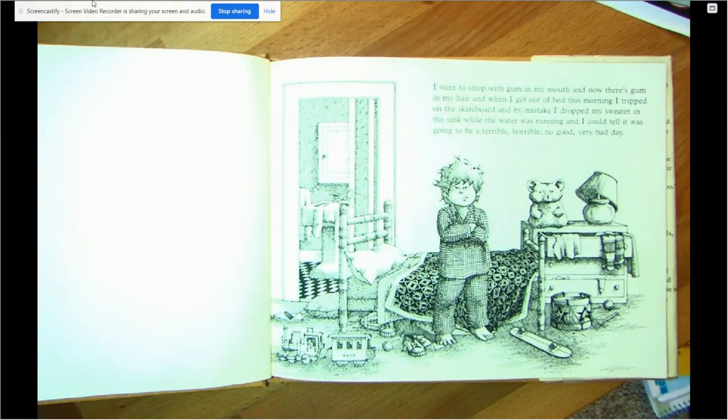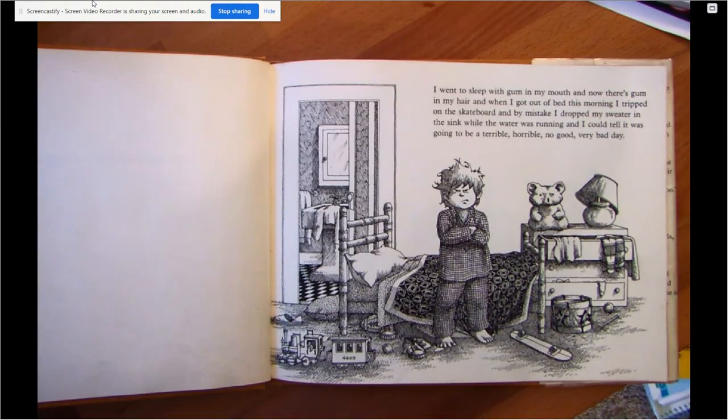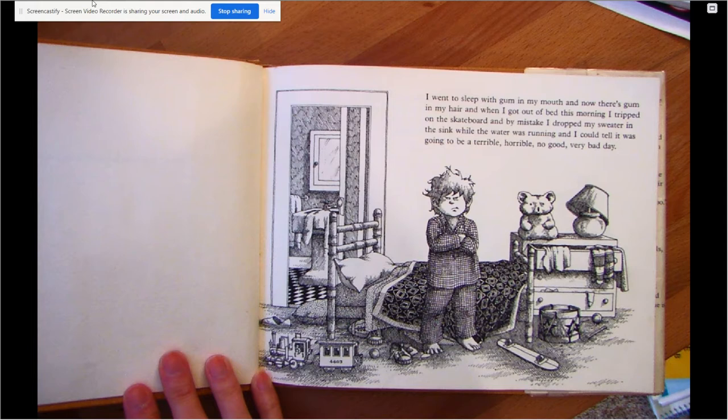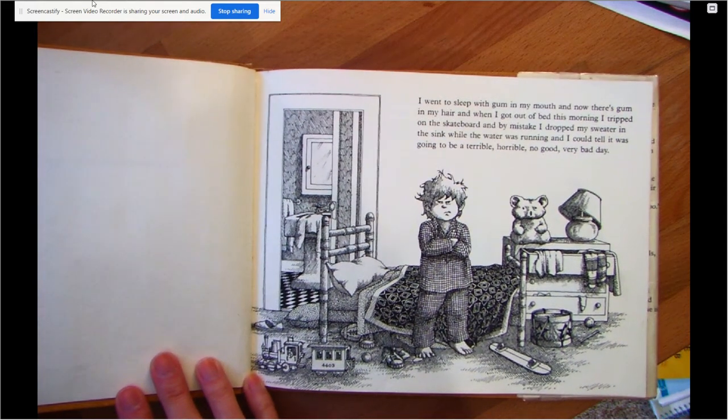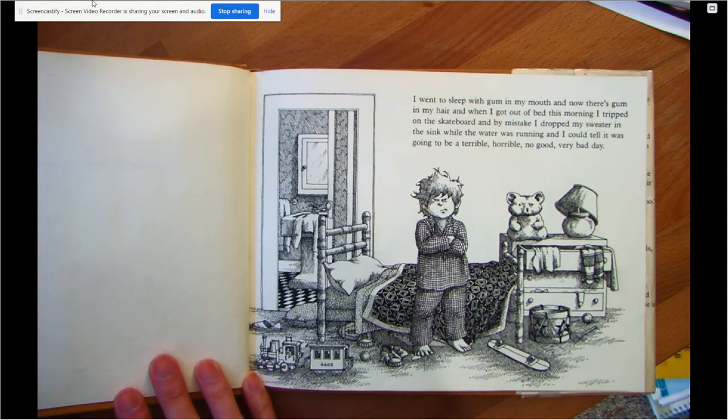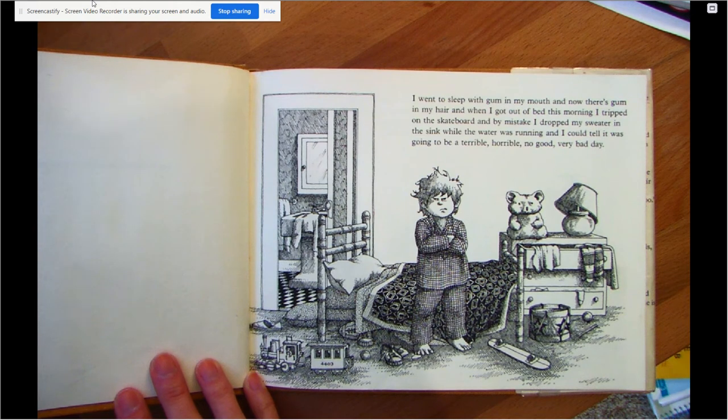Here is Alexander. I went to sleep with gum in my mouth, and now there's gum in my hair. And when I got out of bed this morning, I tripped on the skateboard. And by mistake, I dropped my sweater in the sink while the water was running. And I could tell it was going to be a terrible, horrible, no good, very bad day.